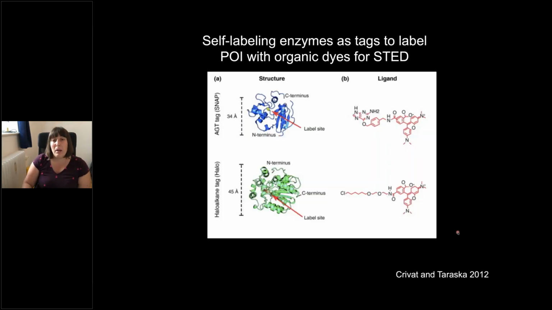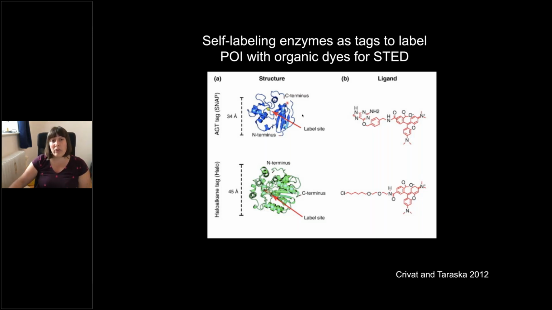And people have done STED imaging using fluorescent proteins like GFP and YFP. However, we like to use organic dyes because they're much brighter and much more photostable than fluorescent proteins, and that's why we use self-labeling enzymes like SNAP and Halo tag, to label our protein of interest with our favorite organic dyes for STED microscopy.